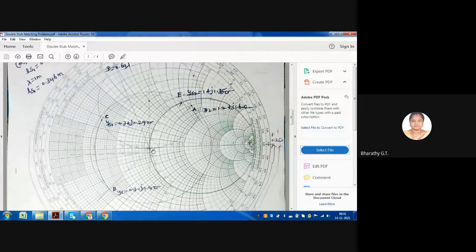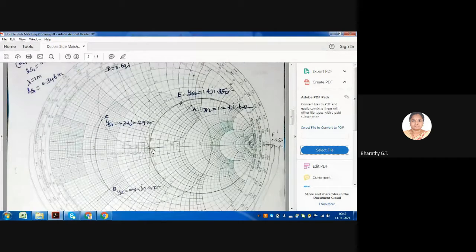What is the third step? With O as center and OA as radius, draw a circle. You can name this circle as the impedance circle, or you can name it as the constant SWR circle.